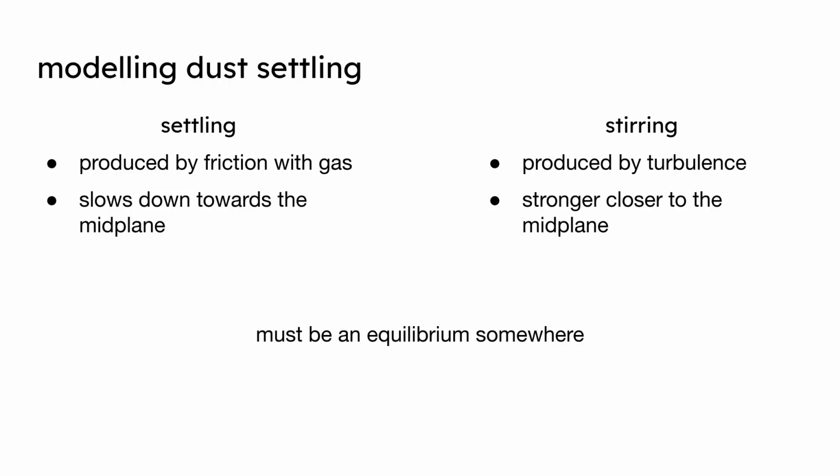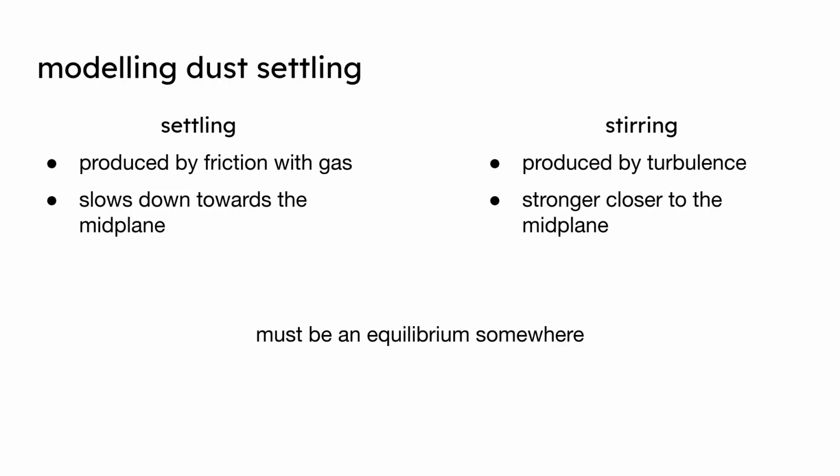And in theory, if that would be the only process, then all dust at some point would just settle onto the midplane and stay there in an absolutely thin disk. However, there is also turbulence in the disks that can yank this dust back up. And this is an effect that is stronger closer to the midplane because you need sufficient gas density for it to effectively pick up the dust and bring it up.